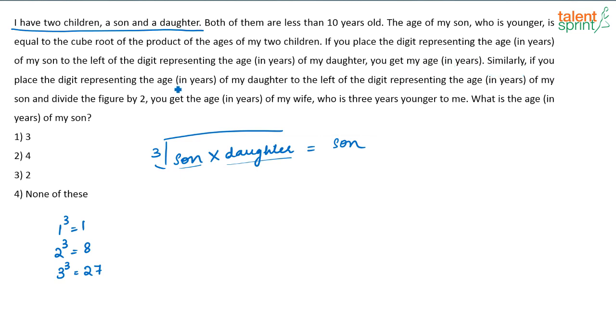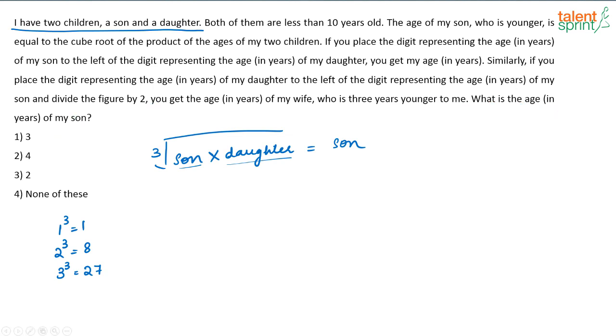Similarly, if you place the digit representing the age of my daughter to the left of the digit representing the age of my son and divide the figure by 2, you may get the age of my wife, who is 3 years younger to me. What is the age of my son?